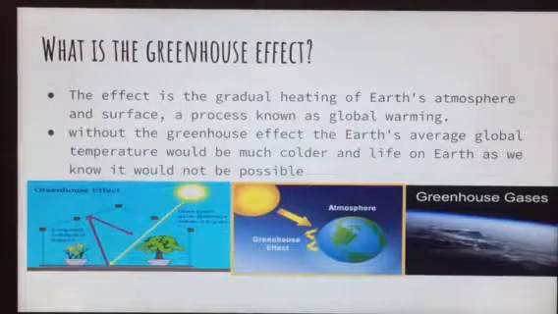What is the greenhouse effect? The effect is a gradual heating of Earth's atmosphere and surface, a process known as global warming. Without the greenhouse effect, the Earth's average global temperature would be much colder and life on Earth as we know it would not be possible. Here's a couple images of the greenhouse effect.